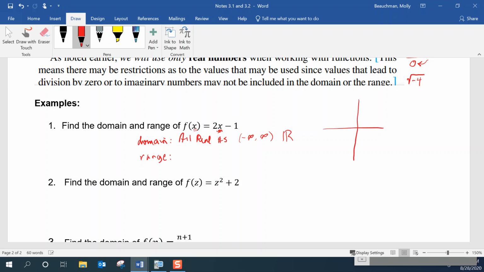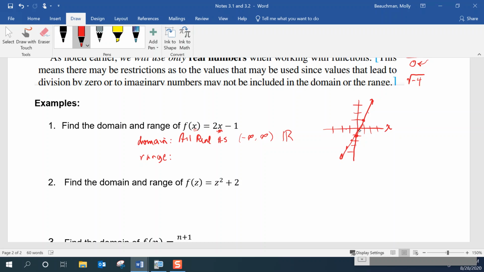What is the graph of this function? This is the graph of a straight line. It has a y-intercept of -1 and a slope of 2. So if I graph that line, and you think about choosing values along the x-axis, is there an x value, an x-coordinate everywhere along the graph? Yes, so all real numbers.